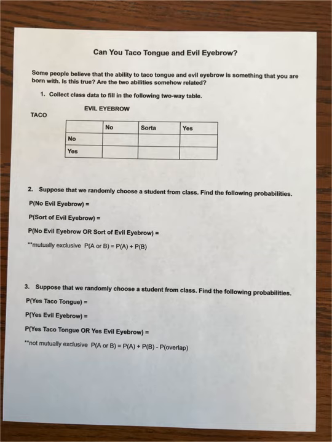All right. So, can you taco tongue or evil eyebrow? Evil eyebrow means you raise one eyebrow up and you look at somebody with an evil look, and taco tongue means can you make your tongue into the form of a taco?